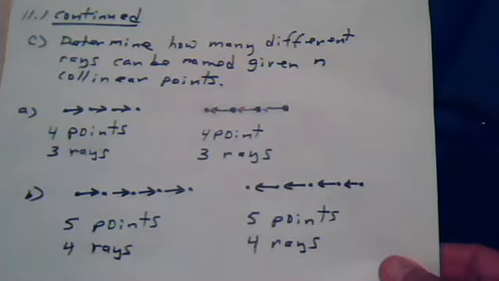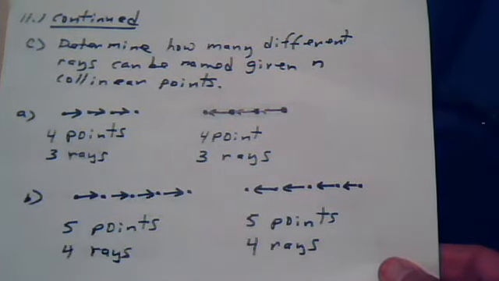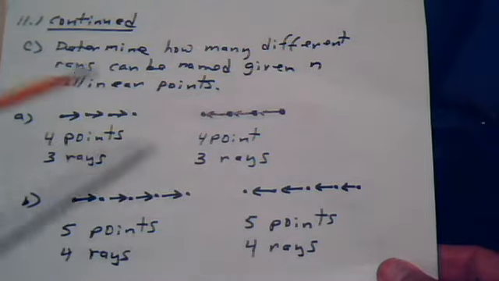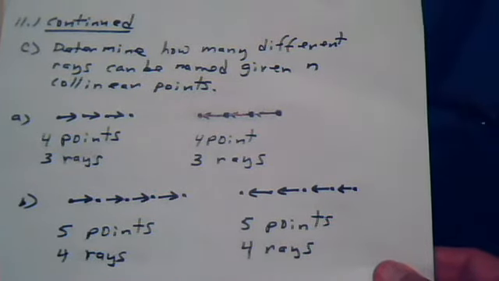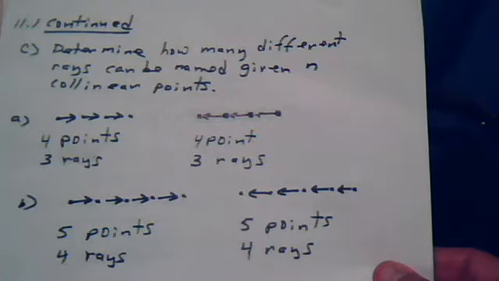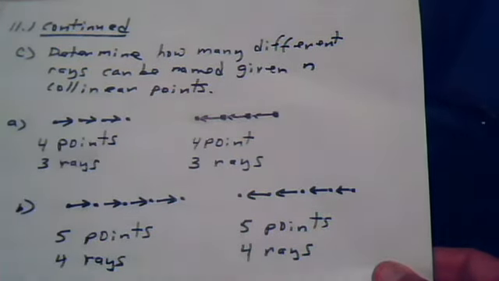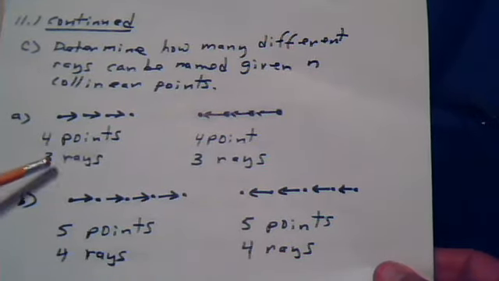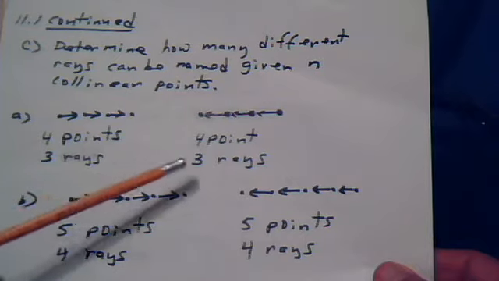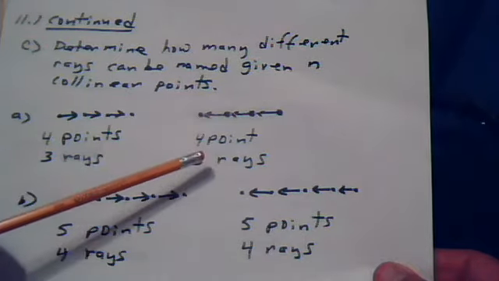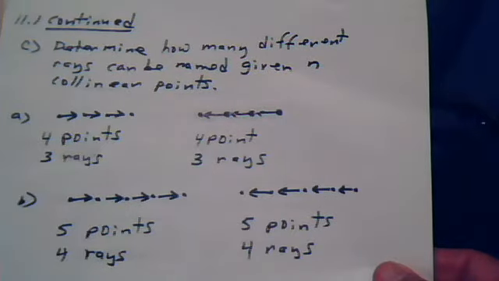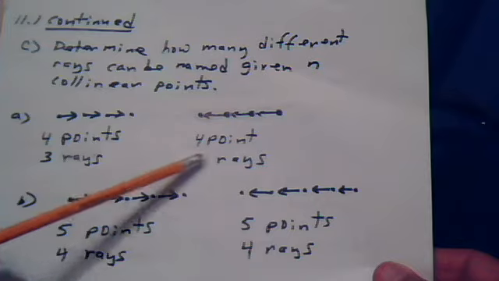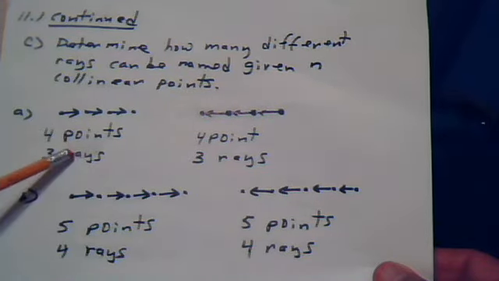For C, they want us to determine how many different rays can be named given n collinear points. When they say n, they're kind of saying it doesn't matter how many points, as many as you want. So there should be a pattern. So if they give you so many points, you should have so many rays. So these are the 2 problems we did. We had 4 points in A, and it came out with 3 rays. And then the same 4 points, another 3 rays, because these are pointing in the opposite direction, for a total of 6 rays. So 4 points, 6 rays.